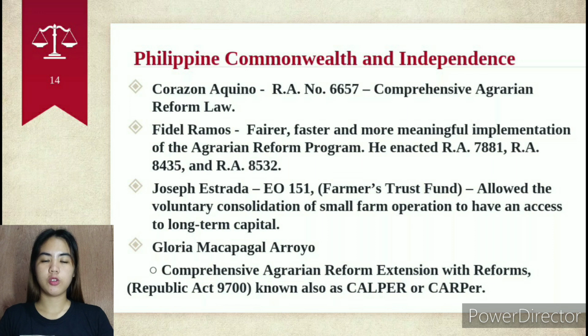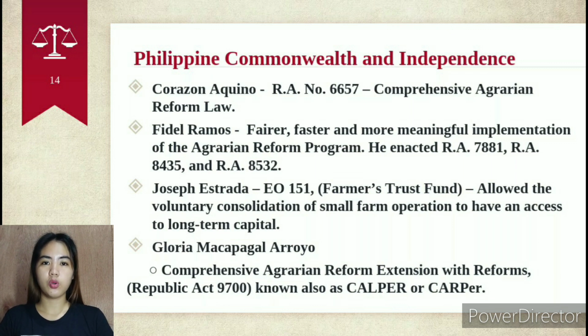Next to Marcos is Corazon Aquino, who implemented Republic Act number 6657, or the Comprehensive Agrarian Reform Law, followed by Fidel Ramos with a fairer, faster, and more meaningful implementation of the Agrarian Reform Program. He enacted Republic Act 7881, Republic Act 8435, and Republic Act 8532.